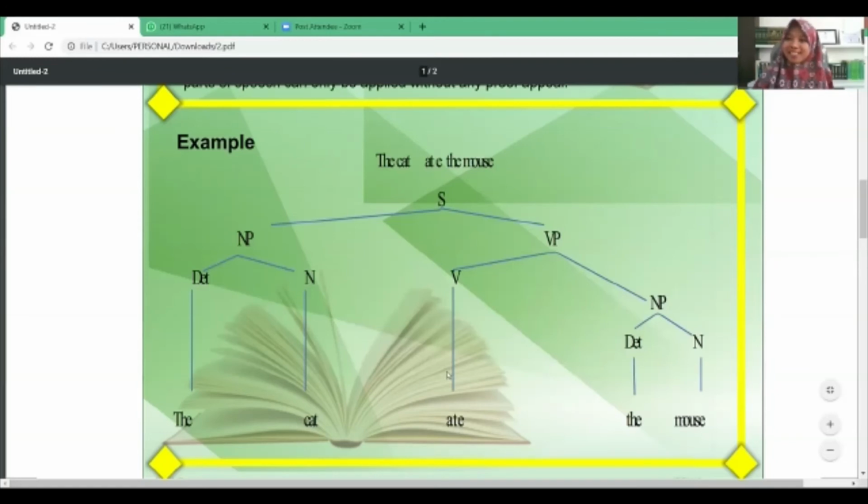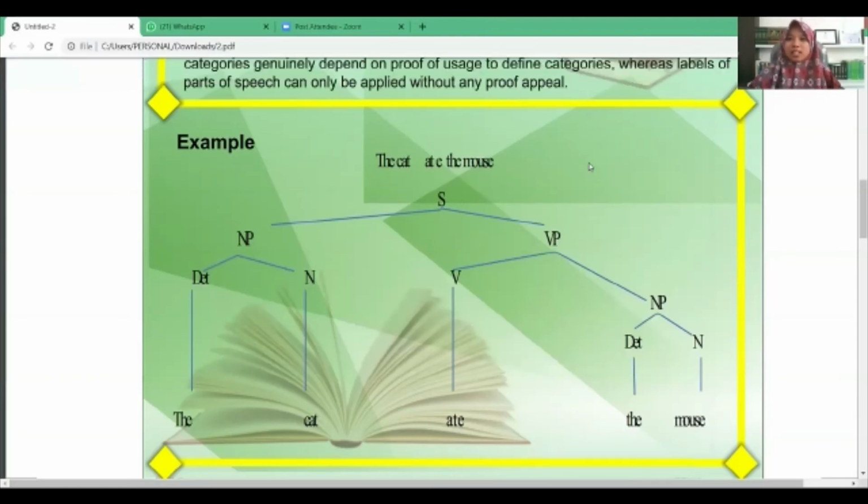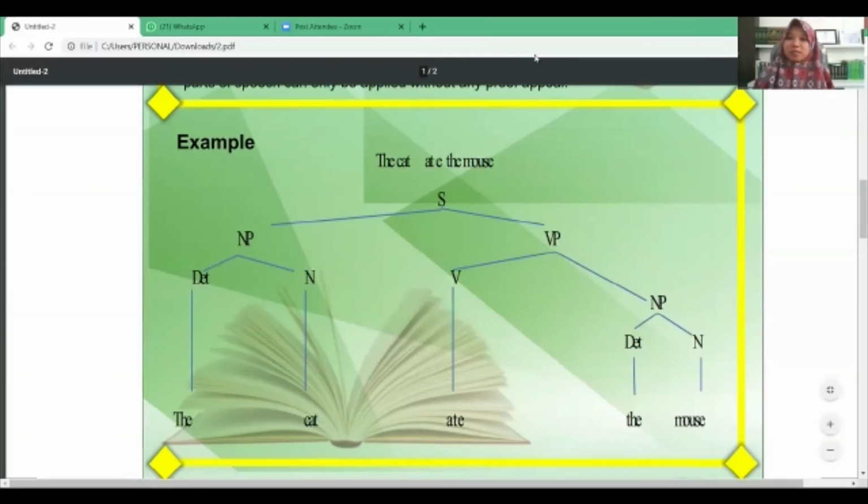Okay, that's all for the explanation of the example today. You can explore your own sentences and then refer to our explanation for a better understanding of syntactic categories and the tree diagram. Thank you.